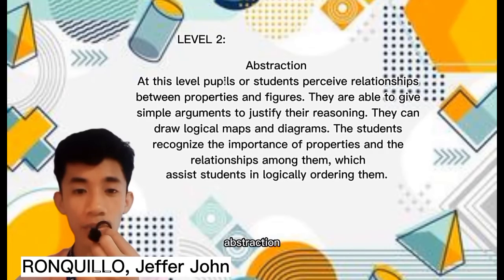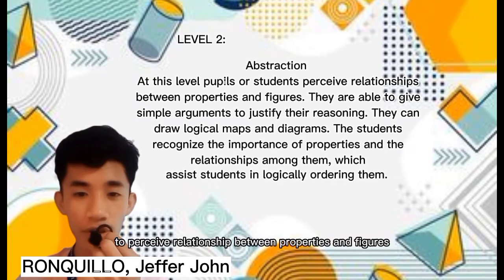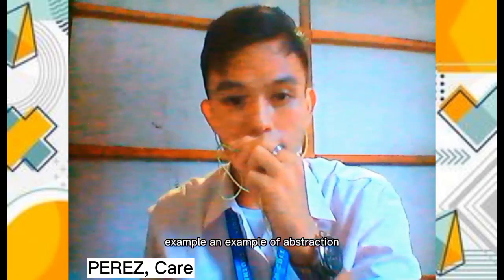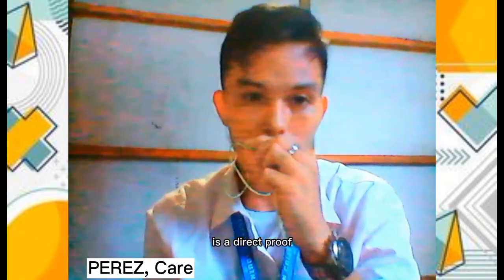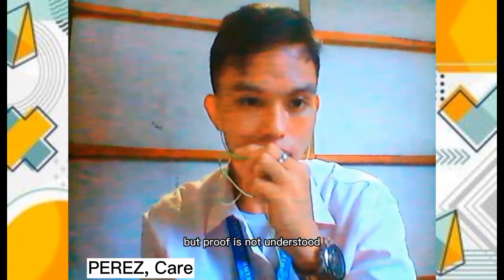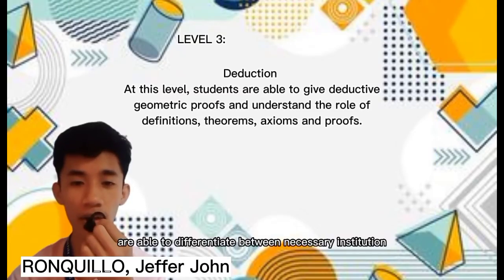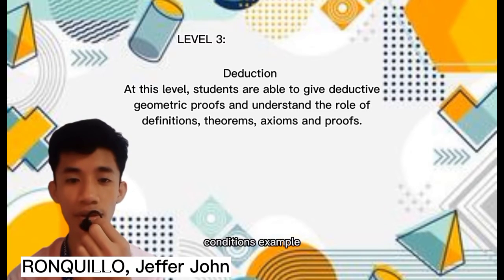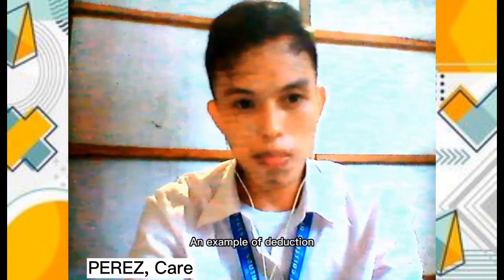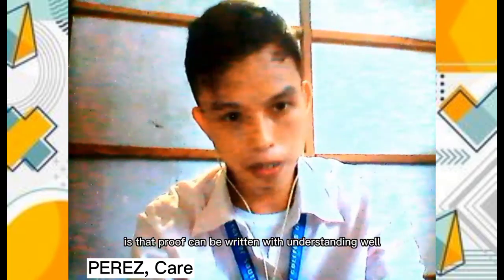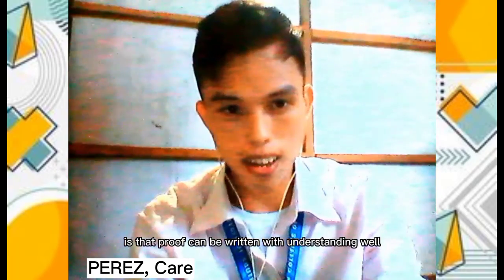Level 2, abstraction. Pupils or students perceive relationships between properties and figures. Example. An example of abstraction is a direct proof. Simple deductions can be followed, but proof is not understood. Level 3, deduction. They are able to differentiate between necessary and sufficient conditions. Example. An example of deduction is the formal deductions, where proof can be written with understanding.